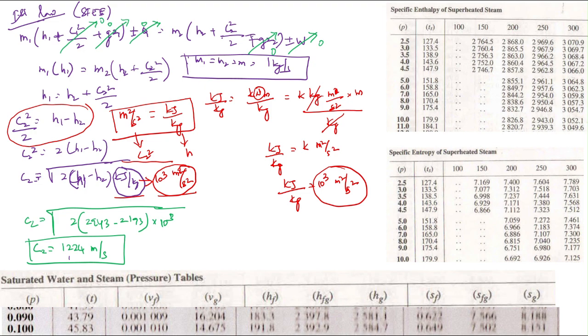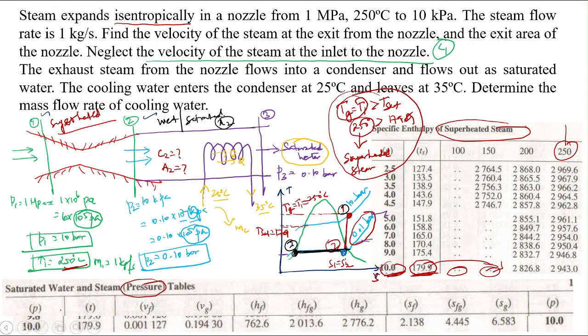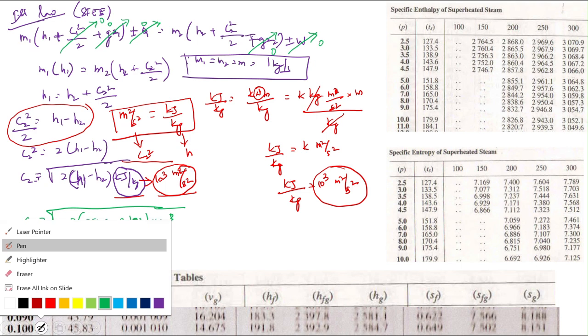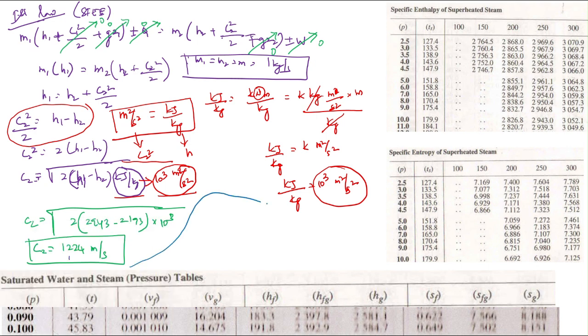The first part of the question is completed: the exit velocity of the nozzle is 1224 meter per second. Then we are going to find the exit area. The exit area can be found with the help of the continuity equation, which you already know. Mass at 2 is equal to area into velocity divided by specific volume at 2. So A2 is equal to m2 into specific volume 2 divided by velocity 2. That is the relation.